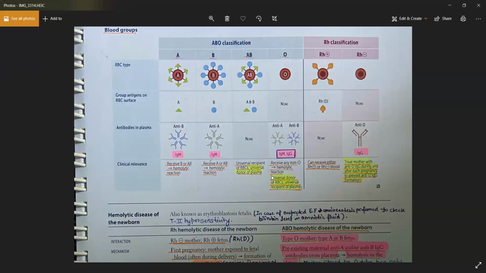Okay, very important. And because the O blood group does not have any antibodies on these RBCs, that means they can receive any of the plasma, anti-A, anti-B, or none. So you call them the universal recipient of the plasma. So for the AB, they are the universal recipient of RBCs and universal donor of the plasma. For O, they are universal donor of the RBCs and a universal recipient of the plasma. Okay.